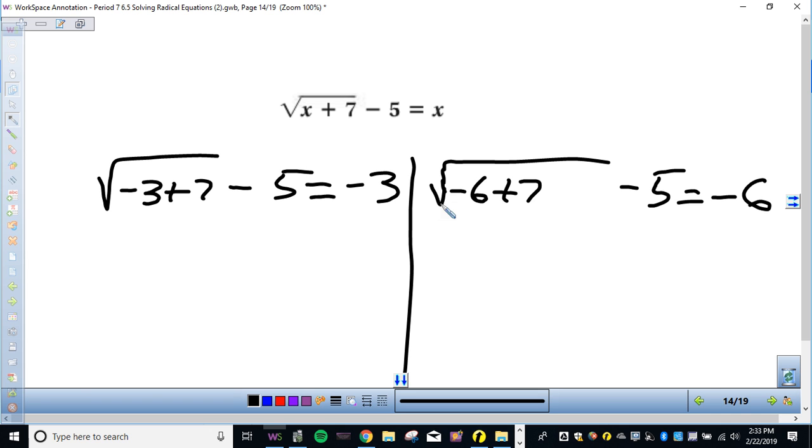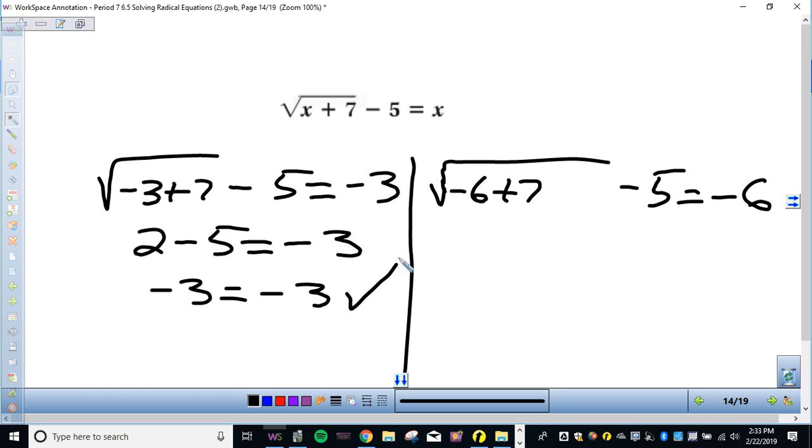Beautiful. 7 minus 3. 7 minus 3 is 4. Square root of 4 is 2. 2 minus 5? -3. -3 equals -3. Check. That works.